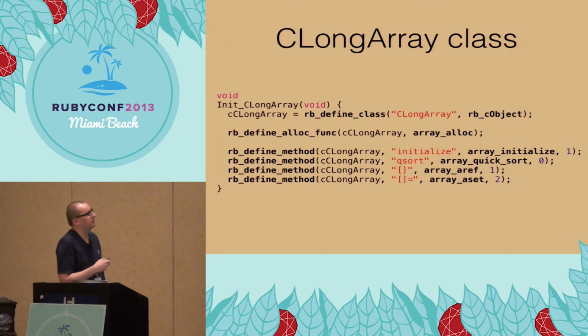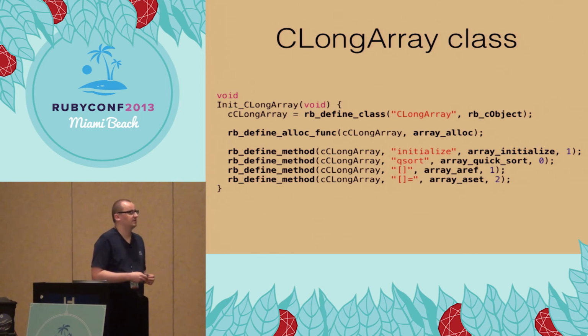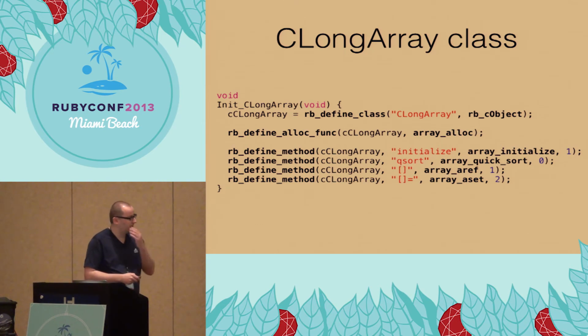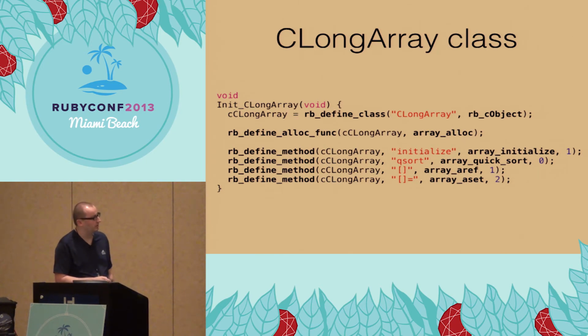But what if you want to create a completely new class in C, right? This is all it takes. All you have to do is define an init method, and define the class CLongArray, which inherits from Object, define an alloc function for it, define a constructor for it, and also here we're going to demonstrate that Quicksort is slightly faster when we are running directly on longs, and we have two accessor methods, right?